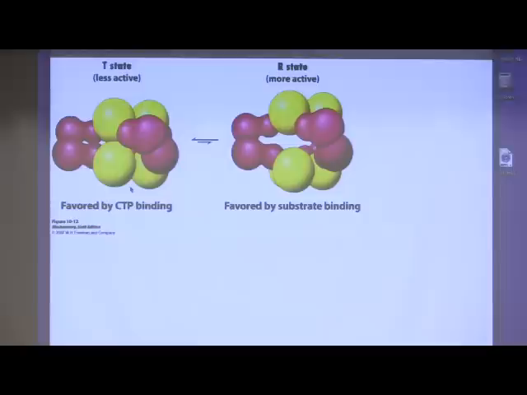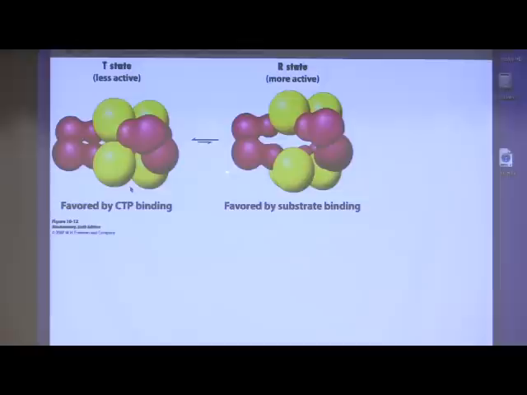Now, this flipping prefers the T state. So how do you ever get things very much in the R state? Well, imagine, if you will, that you flip maybe one in 50 of these guys, or maybe even less than that on average. I think it's about 1 in 80, something like that. Okay, 1 in 80 flips to the R state.